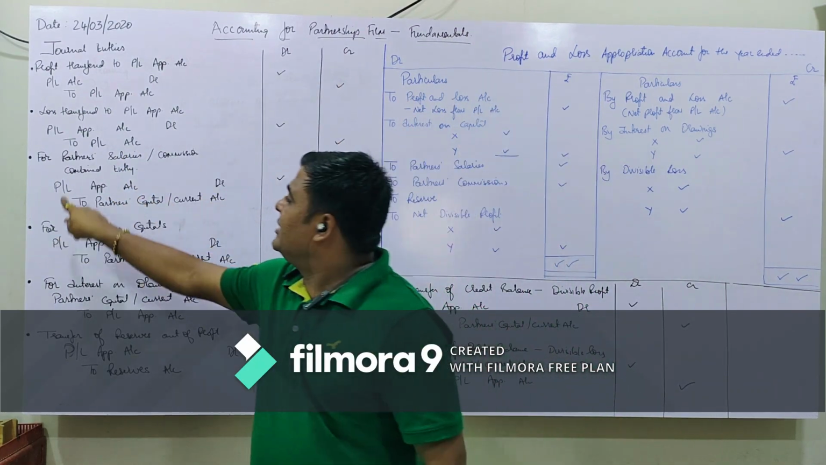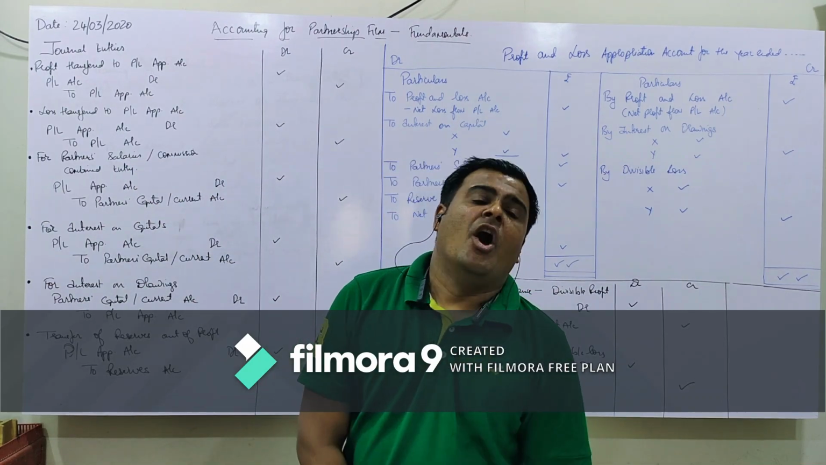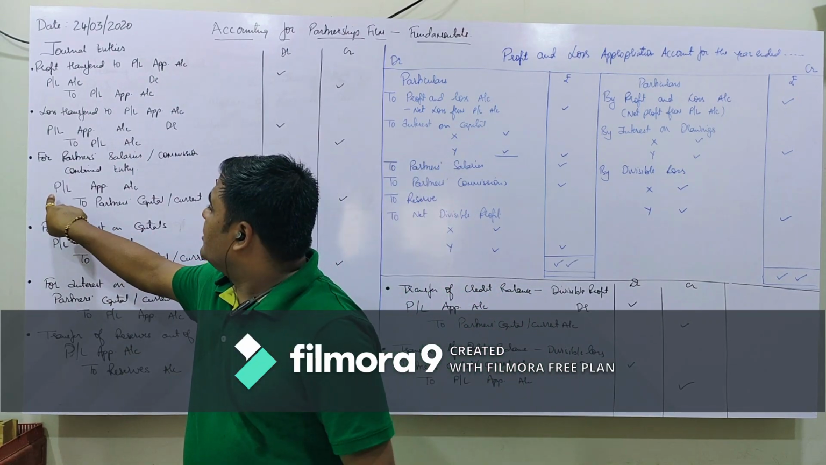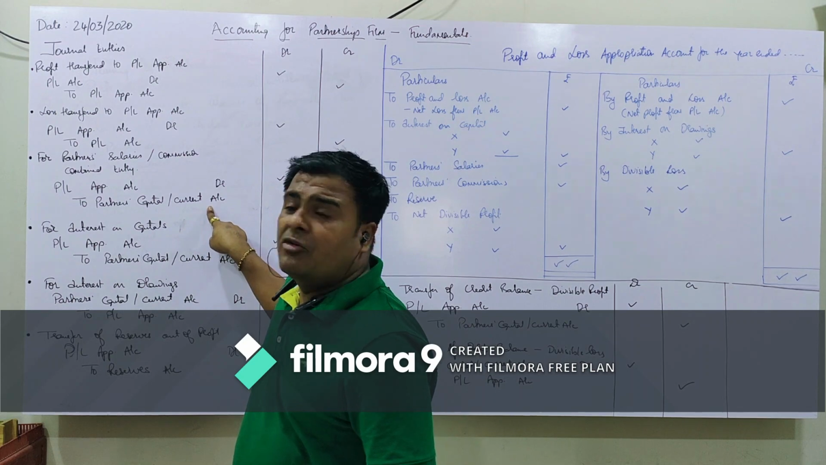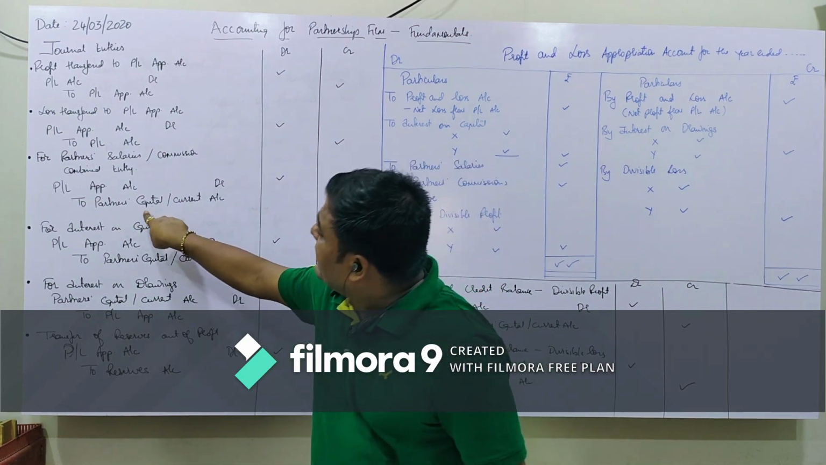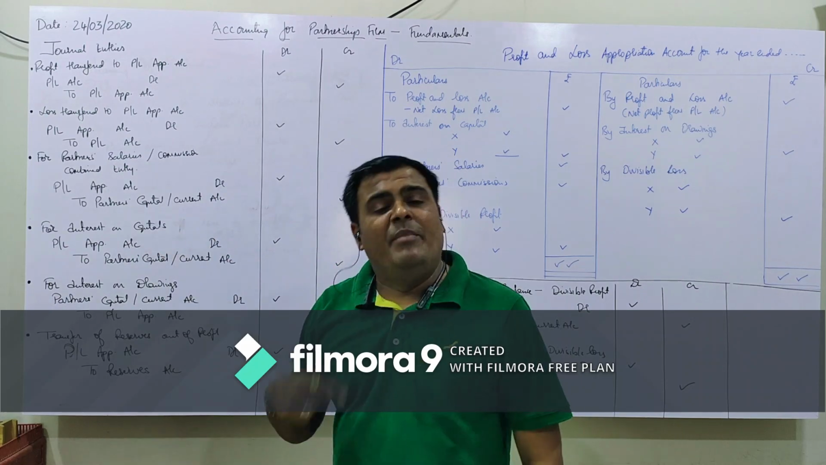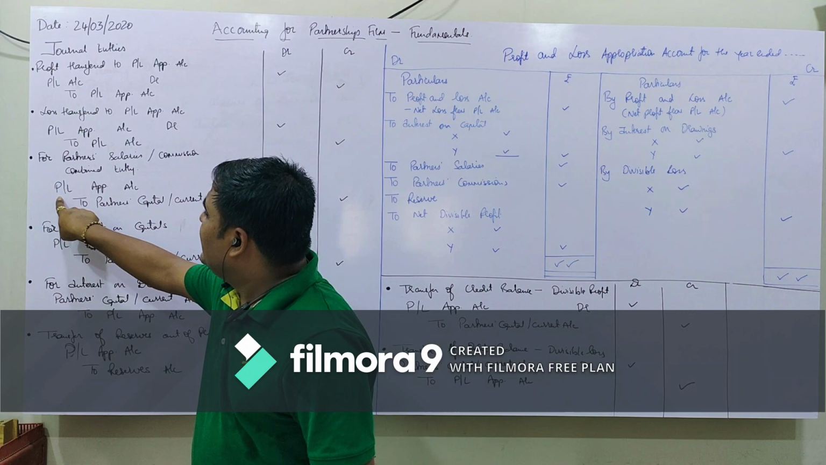Now the third entry is for partner salaries and commission. When partner gets salary or commission, the entry will be passed as follows. That is profit and loss appropriation account debit to partners capital account or current account. Here I am using capital account and or current account. This explanation will be given to you in my next video. Now let us see on the profit and loss.